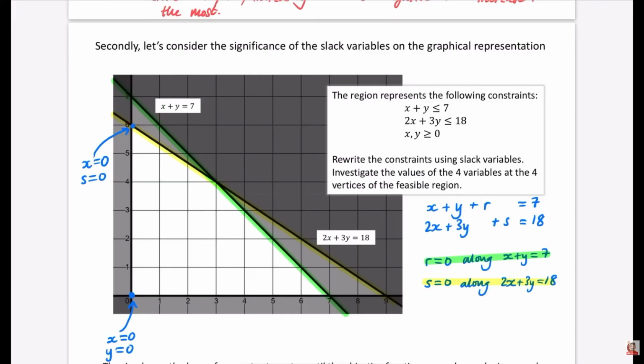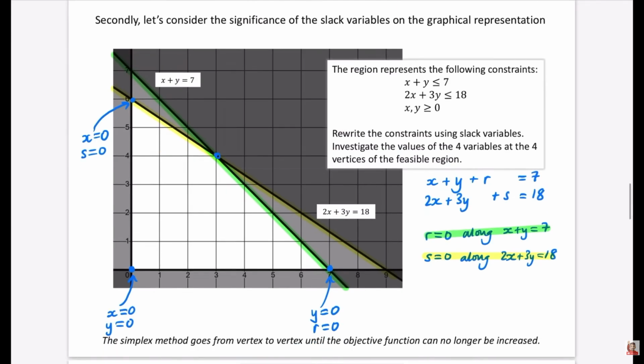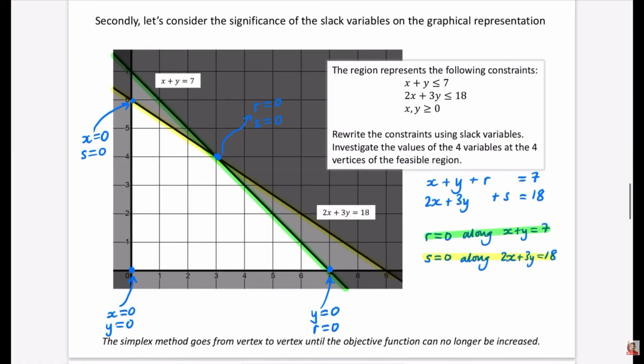Now I'm going to look at this vertex that we've got down here. You can probably imagine what it's going to be. You can see that our y is 0, and actually it's on the green line, which is where r is equal to 0. So we have y is 0 and r is 0 for this one. And then our last vertex that we're going to consider is this one that we have here. That's clearly where both r is equal to 0 and s is equal to 0, because it's on both of those lines.